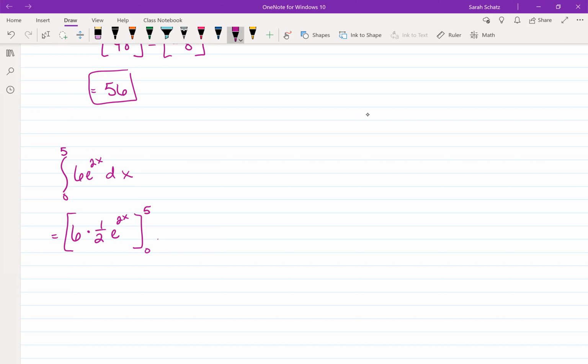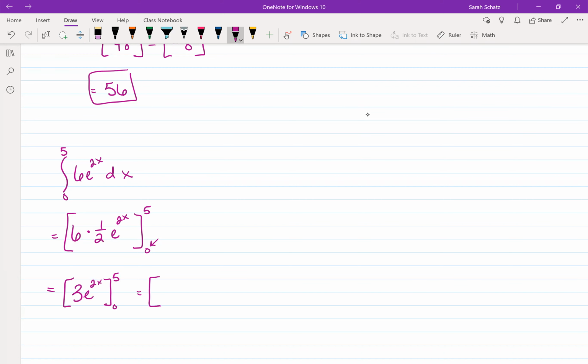You guys, on this one, really don't take this 0 for granted and think it's going to zero out that second term, because it will not in this case. All right, so 6 times 1/2 is 3. So this is really just 3e to the 2x evaluated from 0 to 5.